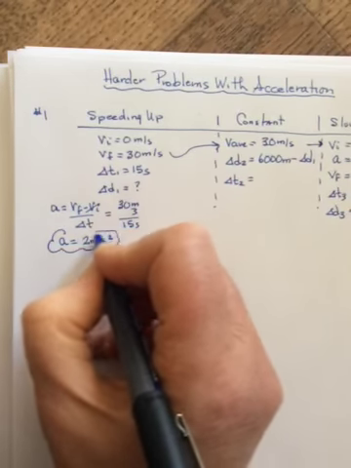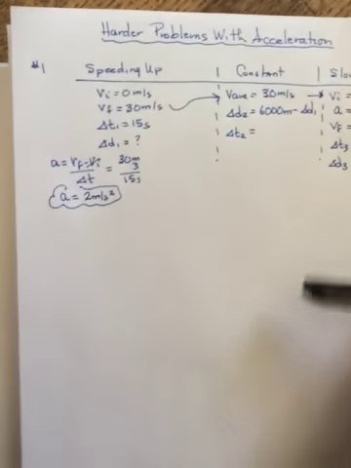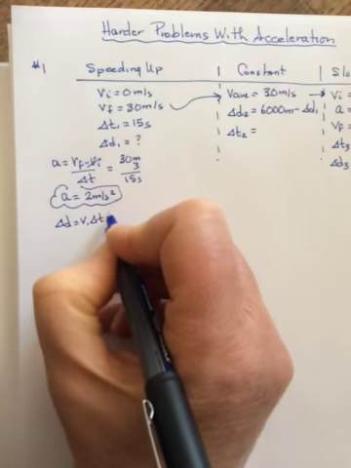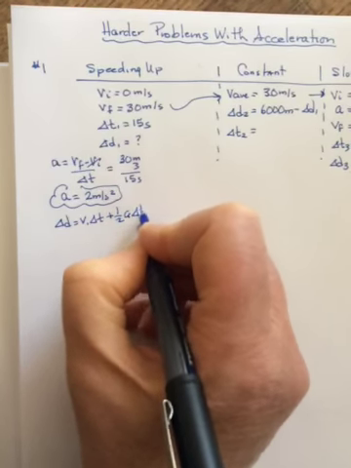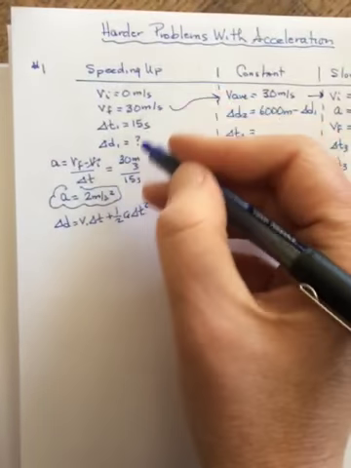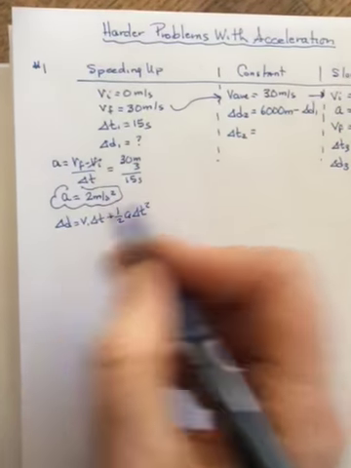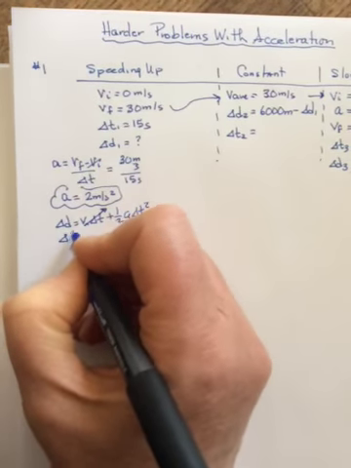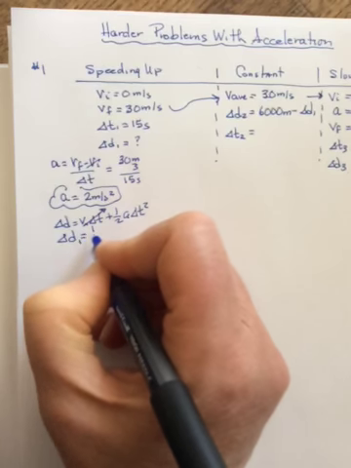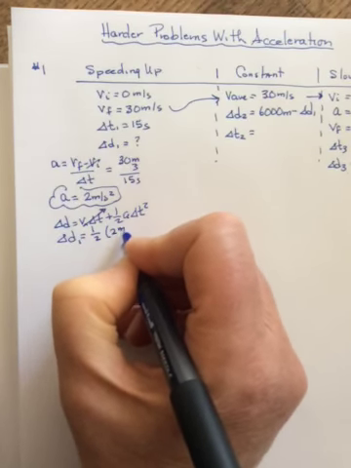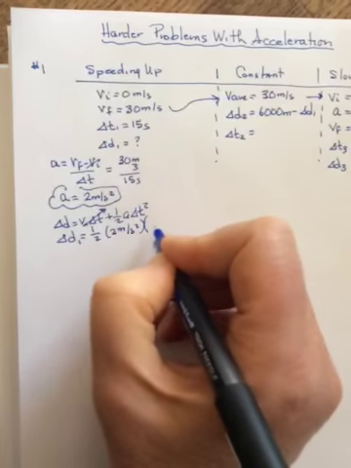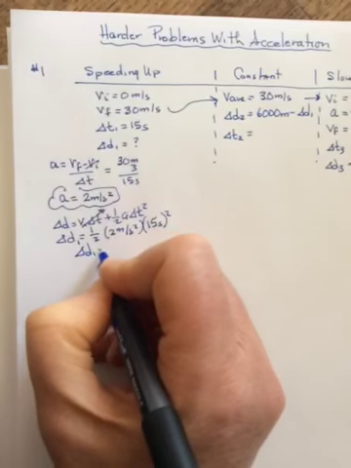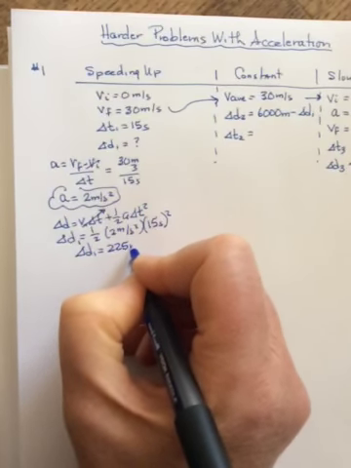So now with this, we can find our delta D, because we know delta D is equal to VI delta T plus 1/2 A delta T squared. You could use VF squared equals VI squared plus 2A delta D. I'm using this one just because I don't have to rearrange. The VI goes to 0, so it'll just be delta D1 is equal to 1/2 times 2 meters per second squared times 15 seconds squared. So delta D1 is equal to 225 meters.